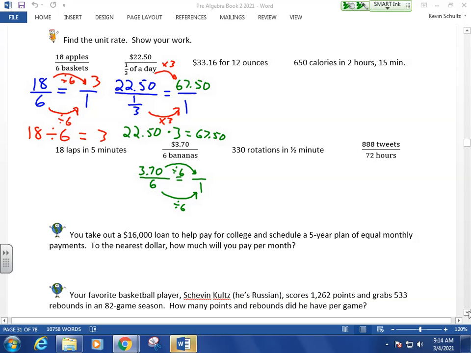Okay, and $3.70 divided by 6, you're going to get a decimal. But why is that okay? John? Because we're dealing with prices, right? Dollars and cents. So what is 3.7 divided by 6? John? Since the scale factor to get from 6 bananas to 1, we're dividing by 6.